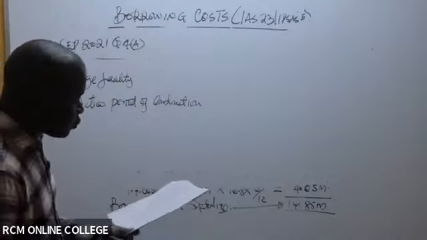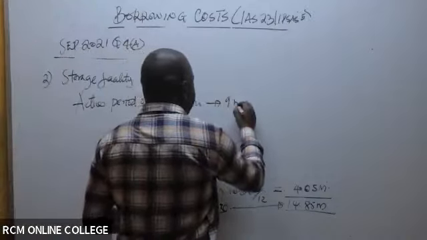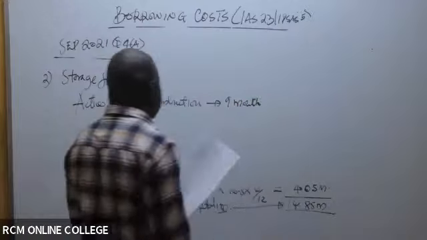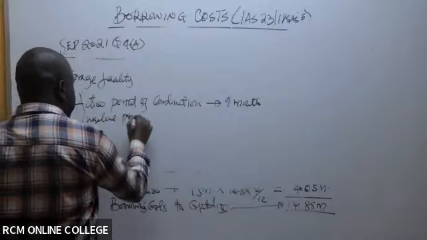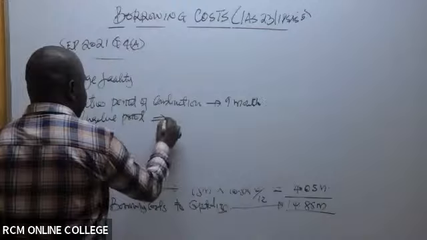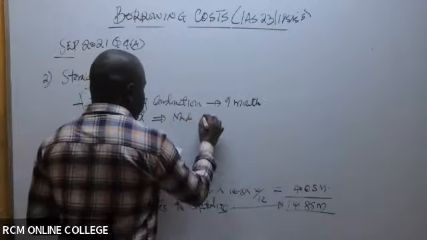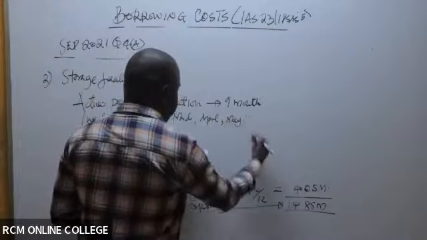So the active period of construction was in this case 9 months. The inactive period was the month of March, the month of April, and the month of May.